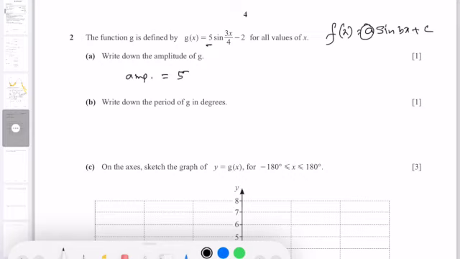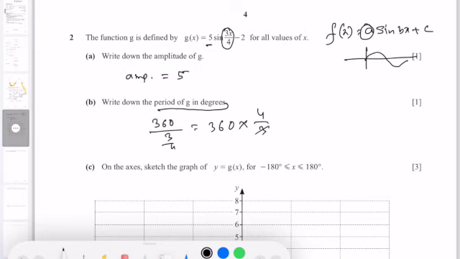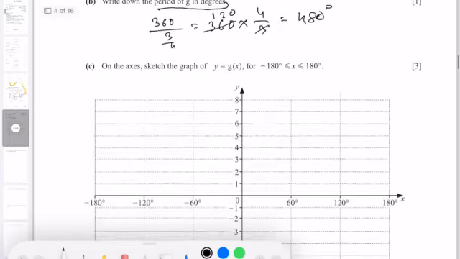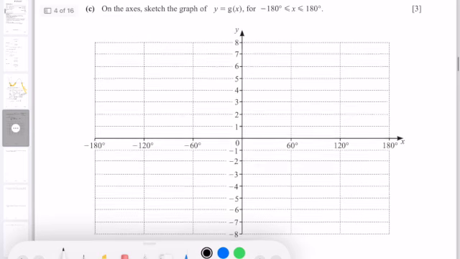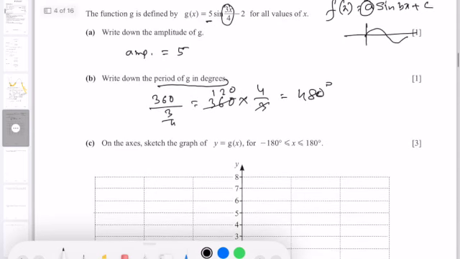Now the period we need to find out, but it is in degrees. We know the graph of sine always repeats after 360 degrees. So we can divide this 360 by the coefficient of x, which is 3 by 4. Now if we simplify 360 into 4 by 3, 3 sixes are 18, then it will be 480 degrees. Now let us do question C. So before solving C, let me copy the question a little bit here, because g(x) equals 5 sine 3 by 4x minus 2.